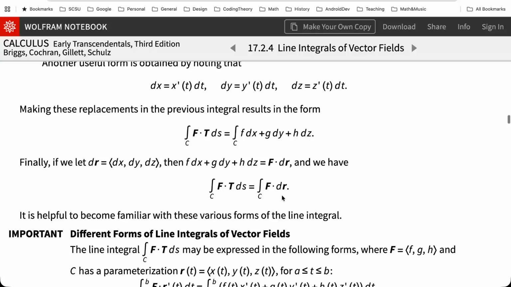So that's actually the most compact and in many ways the best way to think or to write your line integral of the vector field. It's just the integral over the curve of F dot dr.